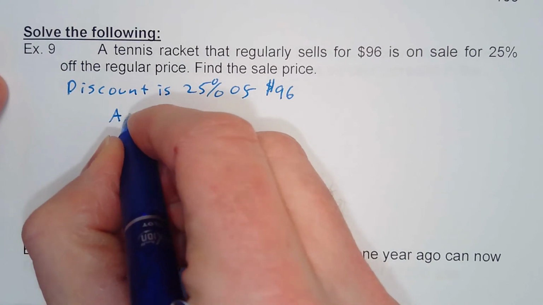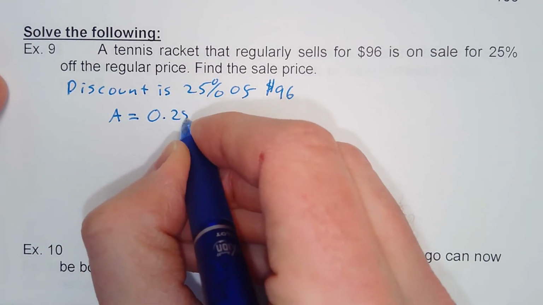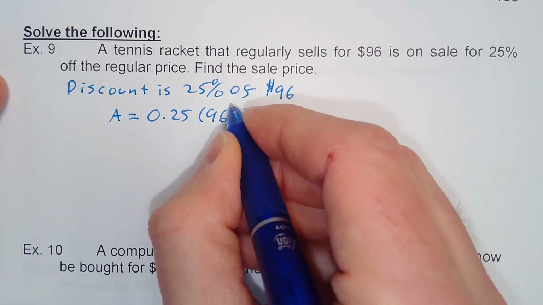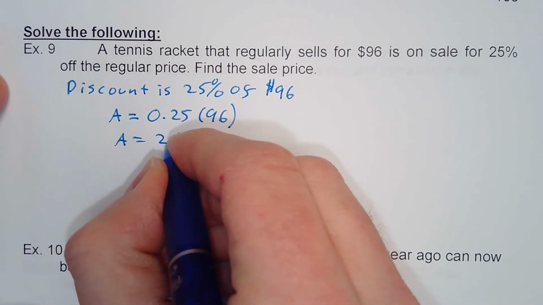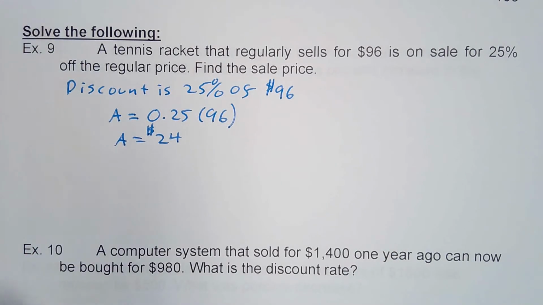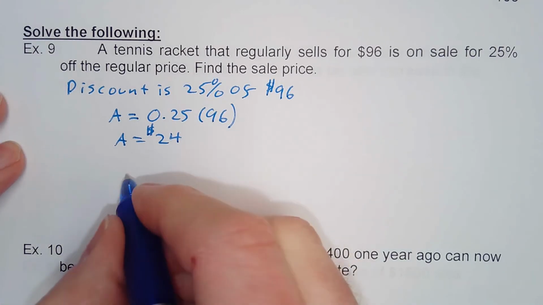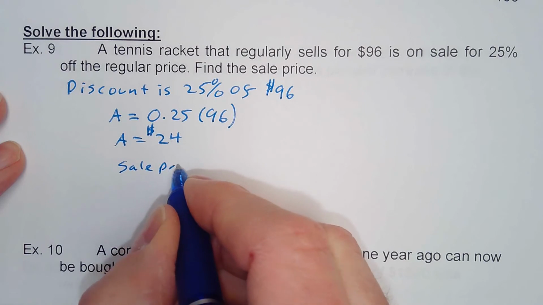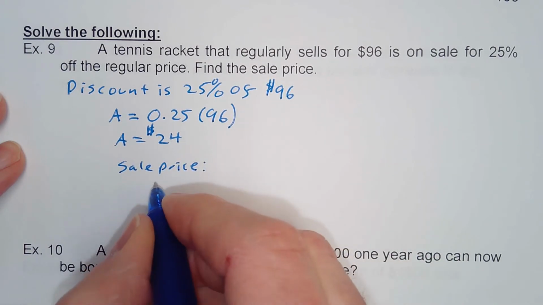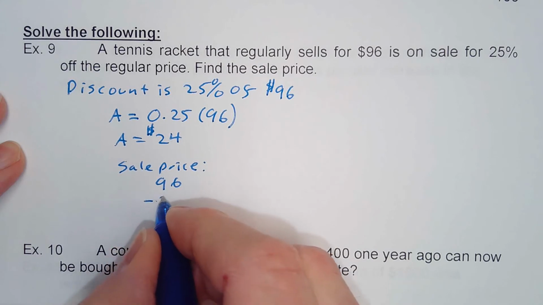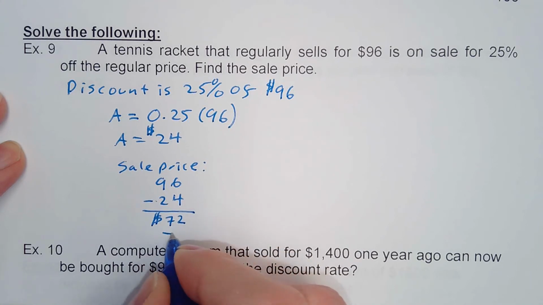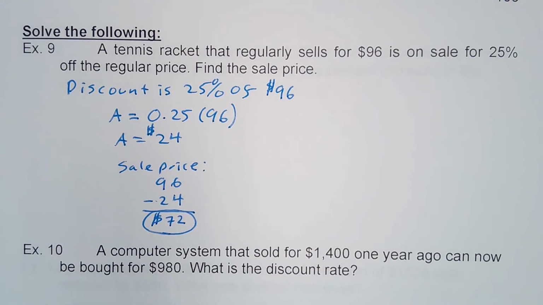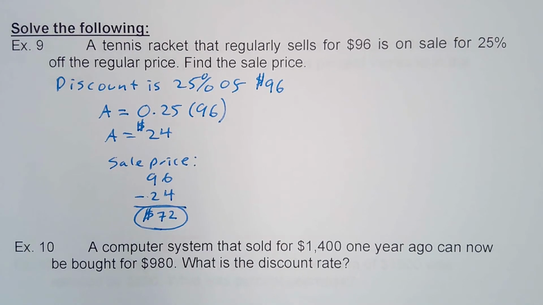So we're looking for amount. That's equal to 0.25 times 96. And that would give you $24. That's the amount of discount. So the sale price then would be 96 minus 24. And that would give us $72. So that's one way to do it, is to break it into two steps.